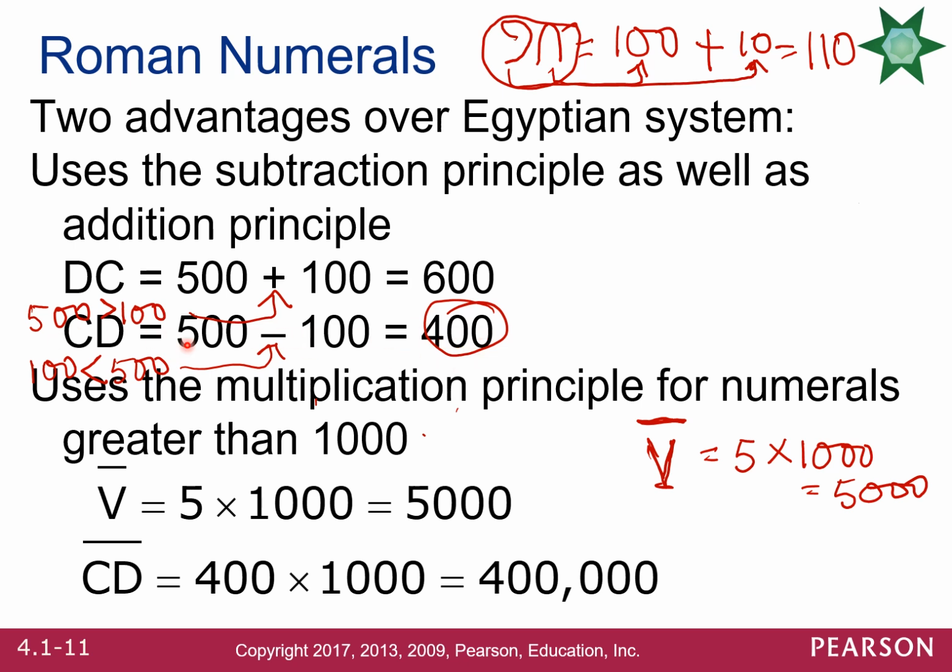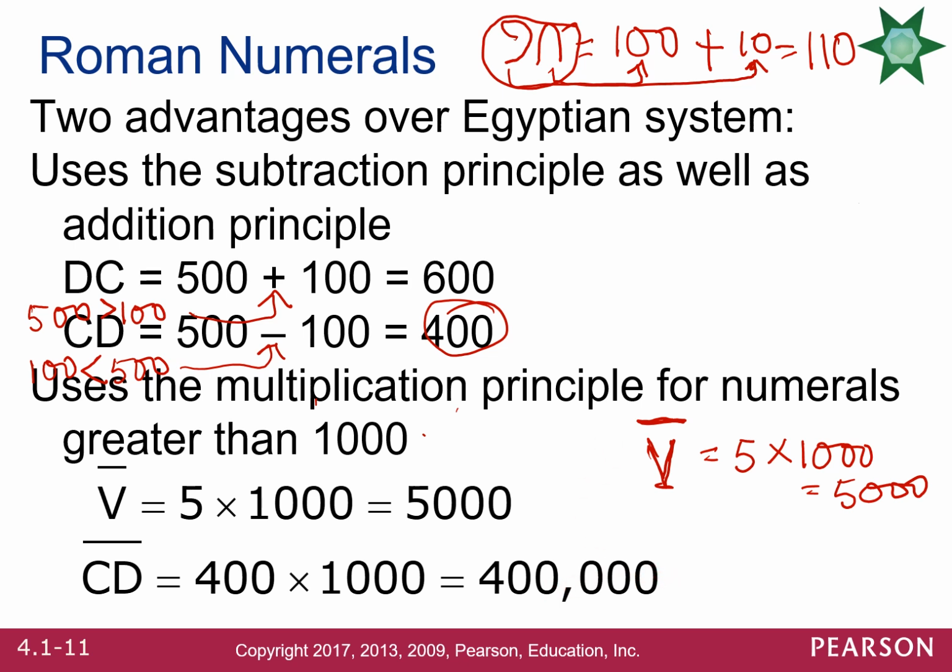We already did the calculation up above here using the subtraction principle, and this bar goes over both C and D. Now it can only go over C and not over D. We will see some examples of that later on, but when it goes over both the numerals here, then we have to first calculate the value of CD, and that was 400, and then multiply it by 1000, for a value of 400,000, right?